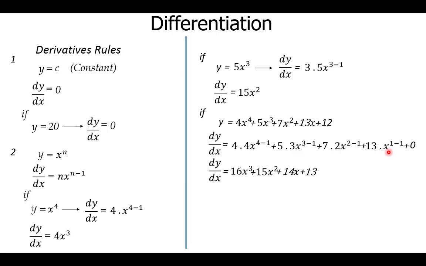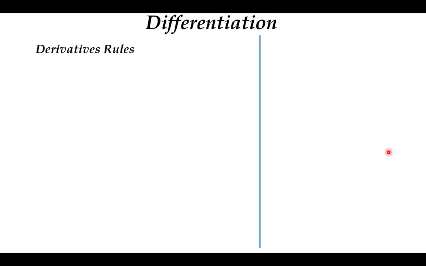Okay, so let us look at rule 3. Rule 3 states that if y is equal to sine x, then dy/dx will be equal to cos x. Please take note of this and write this down, because we'll be using this to work later. Rule 4: if y is equal to cos x, then dy/dx is equal to minus sine x. Please write this down also.